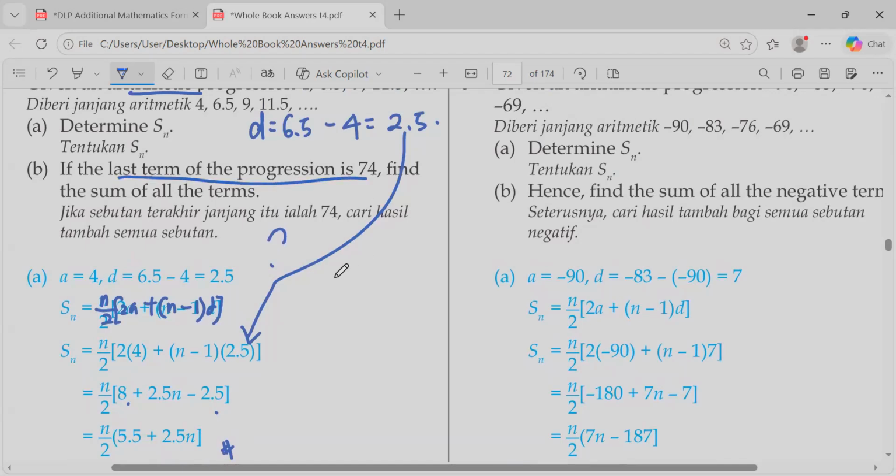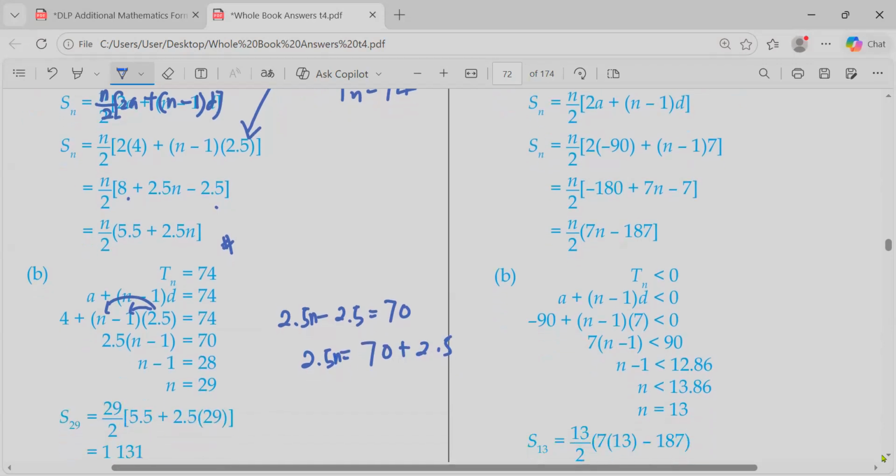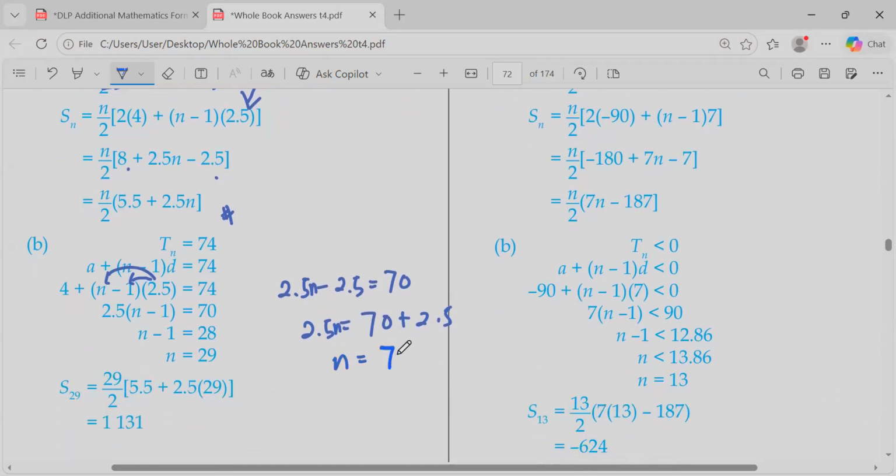The last term is 74. Okay, last term is 74. a is 4, d is 2.5. So the last term is 74, so divided by 2.5. Okay, this one you can expand. You expand it, and then divided by 2.5. It's up to you.